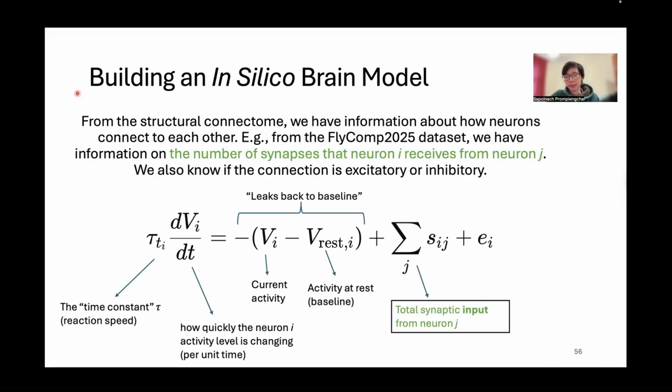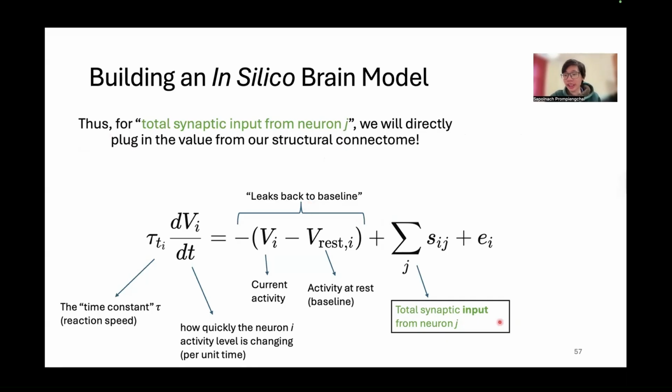Remember, a lot of the time when building a brain model, we need information from the structural connectome, or the brain map. From the structural connectome, we have information about how neurons connect to each other. So an example is, let's say from the FlyWire 2025 dataset, we have information on the number of synapses that neuron I receives from neuron J, which is essentially this part of the equation. So in this modeling of ours, we have almost complete information on this, which is a great thing. So that's a known parameter.